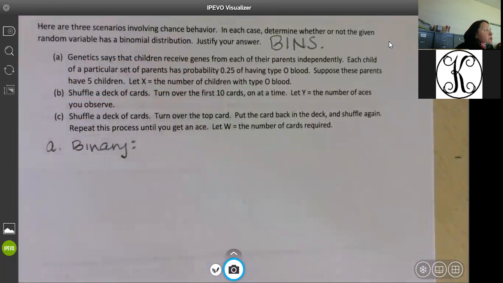I'm going to rewrite them the first time, but the second time and third time I'm going to use just the letters, the acronym, okay? So remember binary, you're defining your successes and your failures. So the first one, genetics says that children receive genes from each of their parents independently.